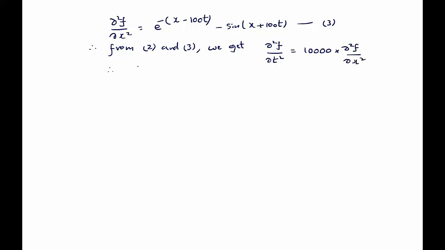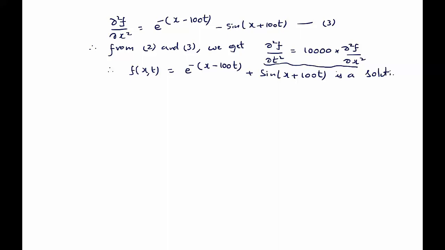Therefore, f of x comma t is equal to e to the power minus of (x minus 100t) plus sine of (x plus 100t), which is a solution of the given wave equation.